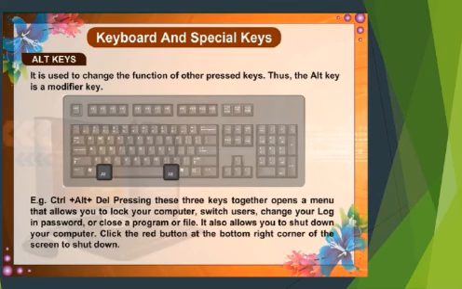For example, Control Alt plus Delete. Pressing these three keys together opens a menu that allows you to lock your computer, switch user, change your password, or to close a file. It also allows you to shut down the computer. Click the red button at the right bottom corner of the screen to shut down.